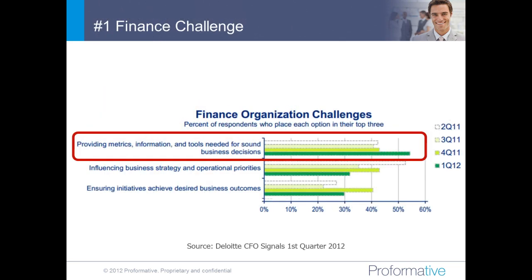So Deloitte did a study called their CFO Signals in the first quarter of 2012. And I won't read the slide here. You can see some of the things that they found out. But one of the biggest challenges that finance faces is being able to provide metrics, information, and really more importantly, the technology and tools needed to make the sound business decisions that executives and managers need to make on a daily basis. And what they found was that this whole area was one of the biggest areas of concern for CFOs who responded to that survey.